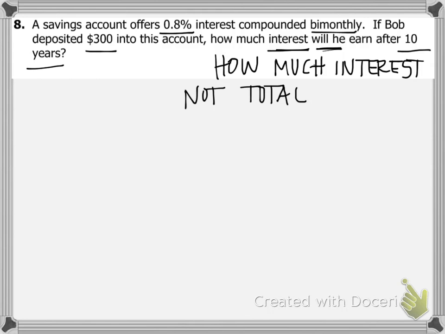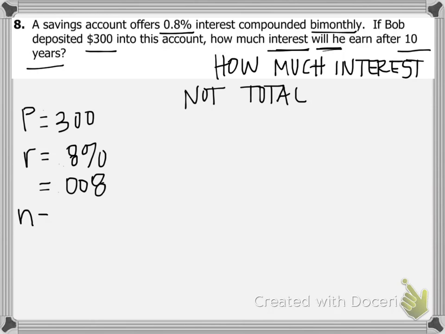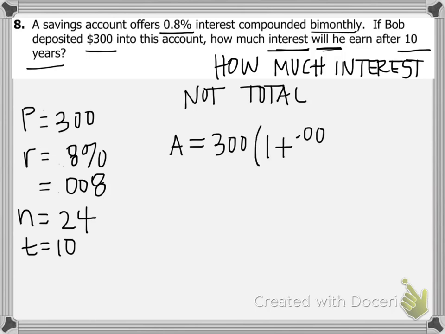All right, so your principal is $300. Your rate is 0.8%. We change that to a decimal, so it's going to be 0.008. Your N is how many times it's compounded, and it's bi-monthly, so that means twice per month, and there's 12 months in a year, so 2 times 12, which is 24. And then your time is 10 years. So the amount in the account is going to be 300 times (1 plus 0.008 divided by 24), and all of this raised to the 24 times your T, 10.